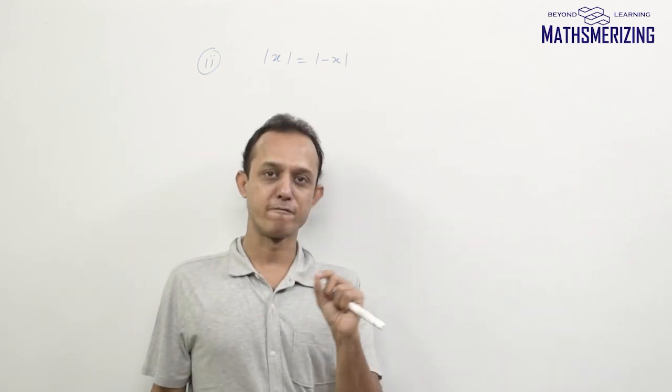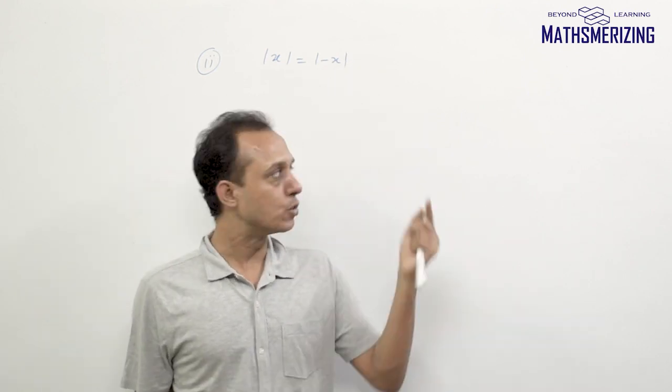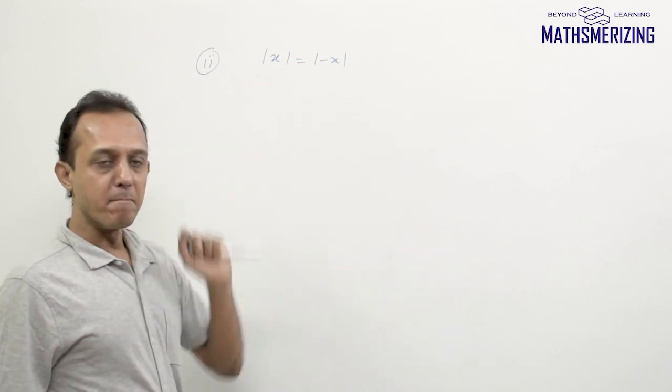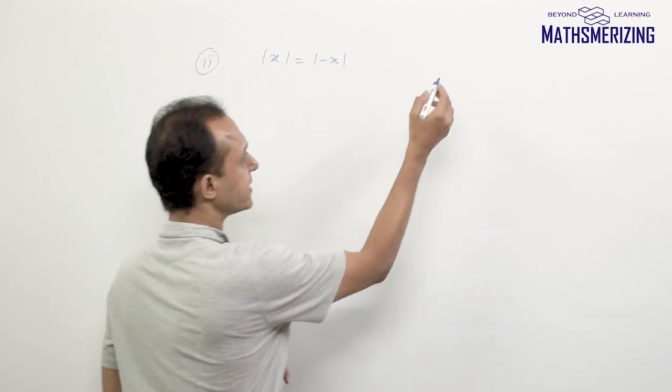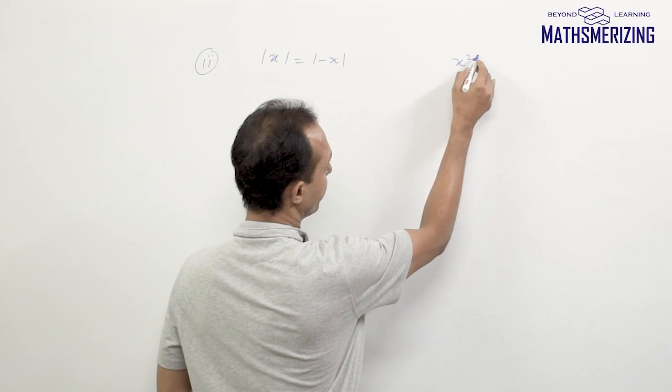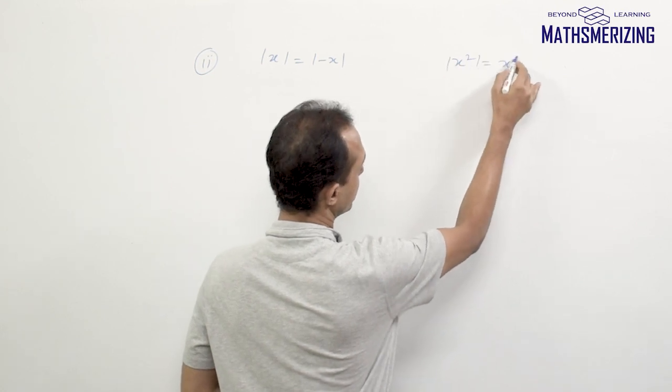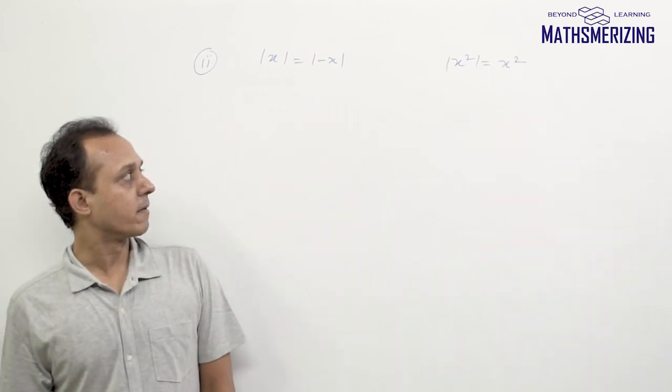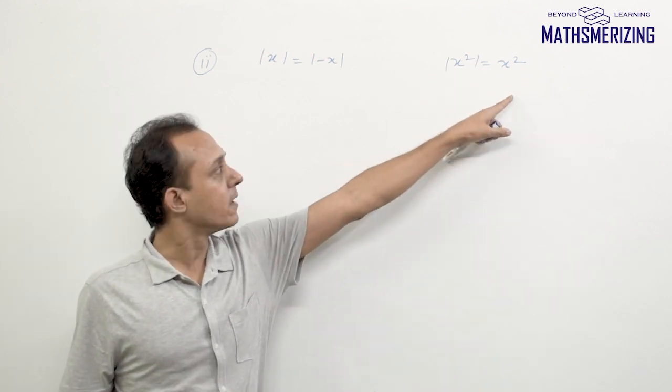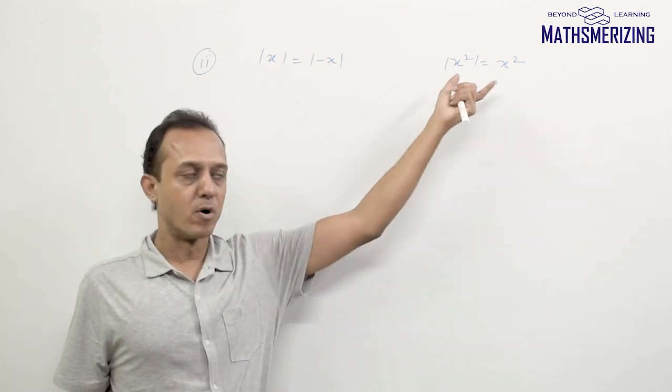So basically mod of 2 and mod of minus 2 will give the same value, which is 2. So mod of x is the same as mod of minus x. Also, in some cases, mod of x square is the same as x square, because x square is a positive number, so x square is the same as mod of x square.